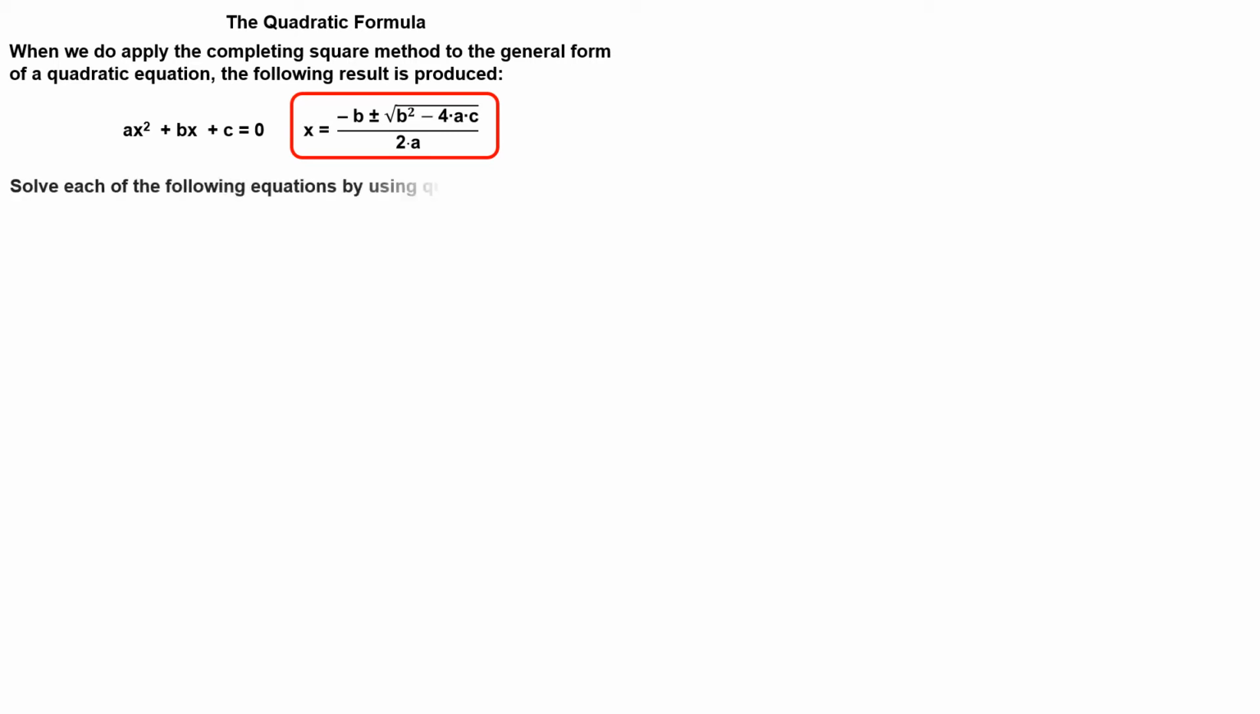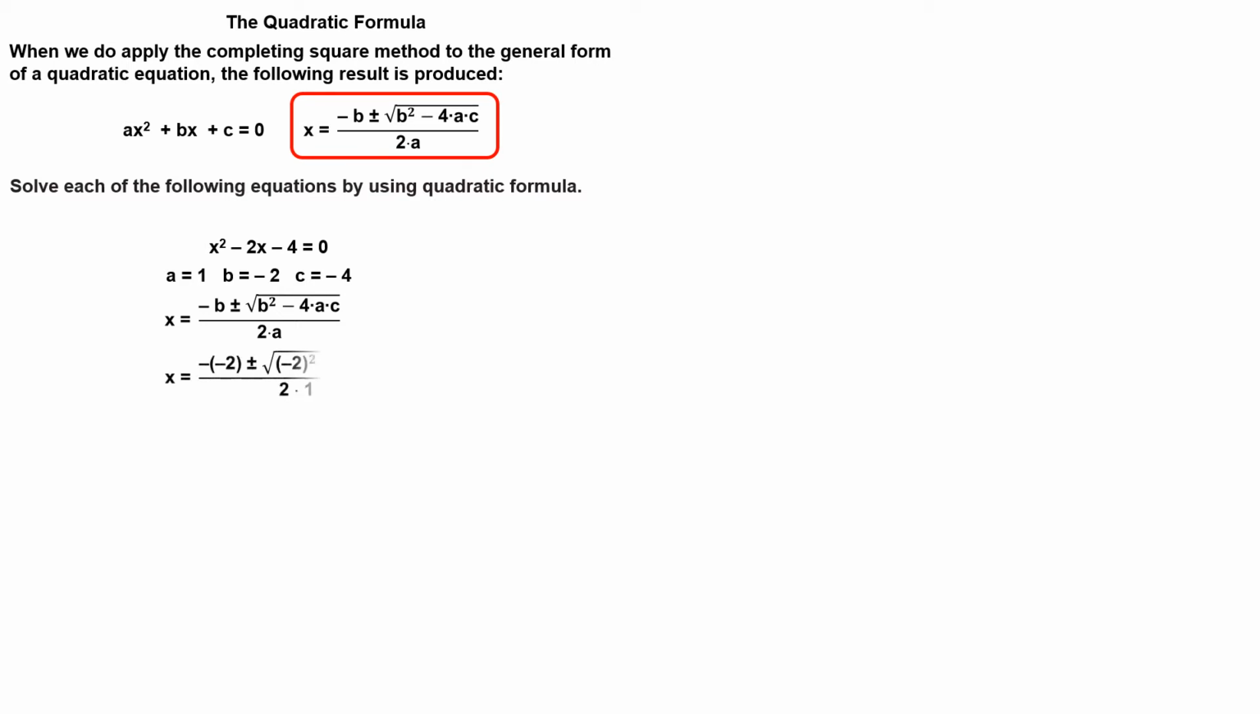Solve each of the following equations by using the quadratic formula. First of all, we need to identify the values for a, b, and c. In this equation, a is 1, b is minus 2, and c is minus 4. Take the quadratic formula and substitute these values into the quadratic formula. When you use the quadratic formula, don't be sloppy and don't try to take shortcuts, because you will make mistakes. Pay attention.